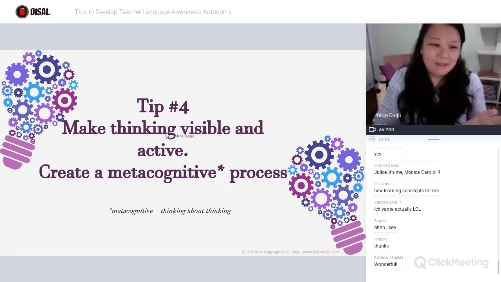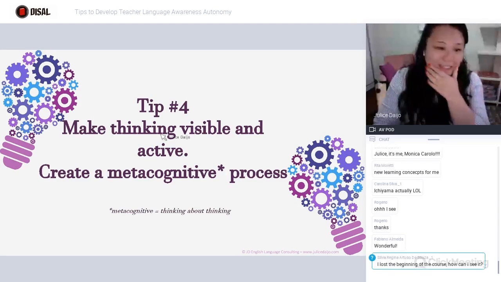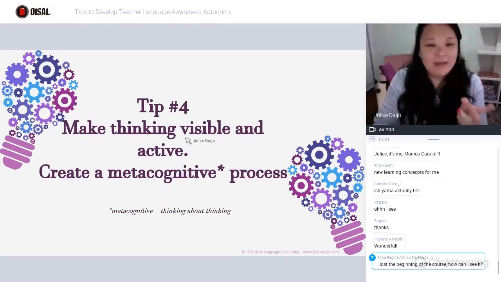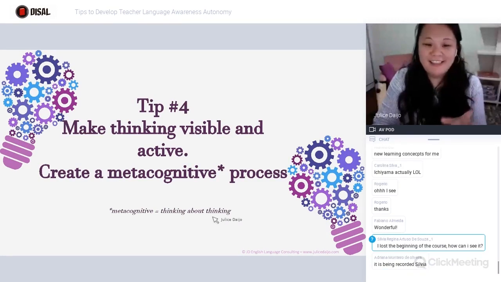I thought this sentence was really nice. This one I borrowed from business, actually. It was a book about design thinking. So make thinking visible and active. Create a metacognitive process. Metacognitive, I put here a chichi. It's thinking about thinking, learning about learning.